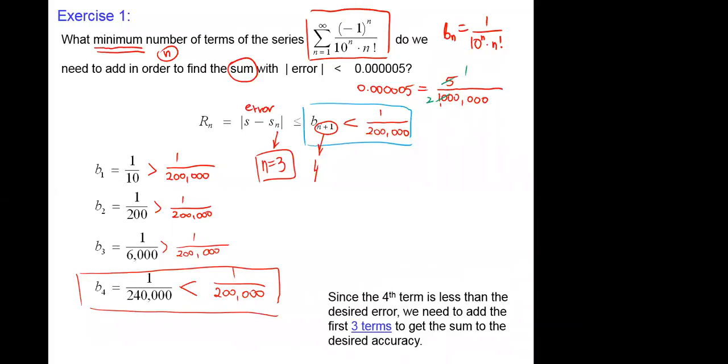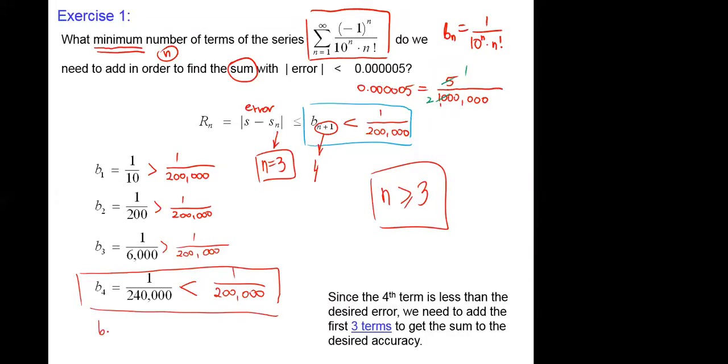Since the 4th term is less than the desired error, we need to add 3 terms. You remember, we always add 1 less, because the b sub 4 is the term that we didn't use in our partial sum. That means theoretically, any number greater than 3 is okay. Because if we think logically, if I keep adding the terms, I'm making the error even smaller. Let's say I add 100 terms. Of course, the error will be teeny tiny, less than this one.